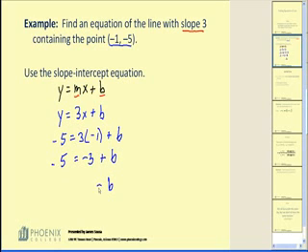Adding 3 to both sides, b is equal to -2. Okay, so we have all the information we need. The equation of this line is y equals 3x minus 2. I could put plus a -2 here, but putting -2 is more standard.